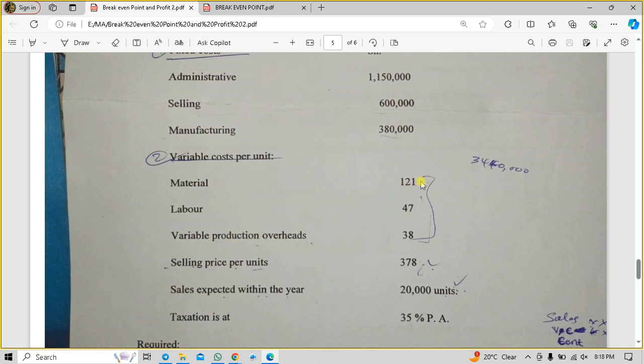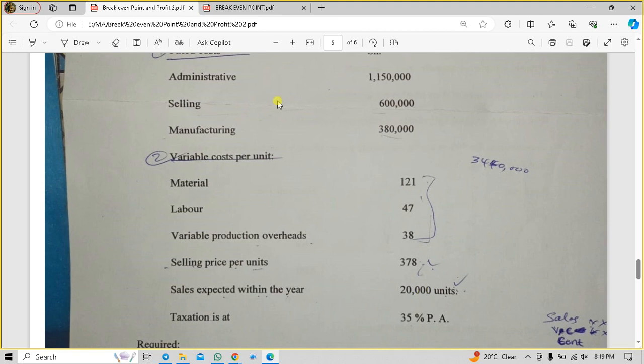Lakini hii tumepewa variable cost per unit. So kupata the variable cost in shillings, what are we going to do? Yes. So 121 times 20,000 very fast. 121 times 20,000 ndo to convert ziko in shillings. Yes, 2,420,000.